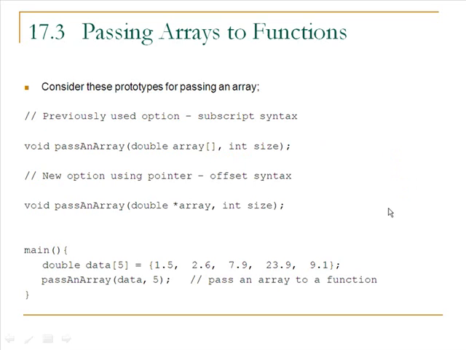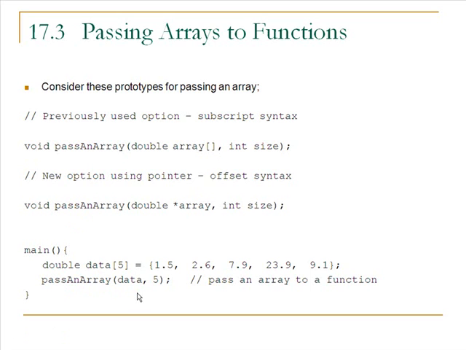Okay, let's revisit passing an array to a function. So here's the option that we used previously, and we're going to call this the subscript syntax. So when we declared a function where a parameter was an array, we have these square brackets, and that means that what gets passed into this function as the first parameter is going to be the name of an array. So here's a call to pass an array down here. Pass the name of the array, and it matches this parameter data type.